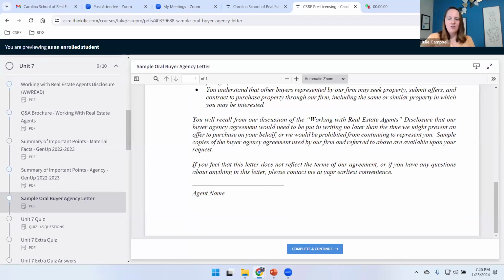But if we go the whole way down to the bottom, am I asking the buyer to sign anything? I'm not asking them to commit. I'm just putting us in an express agreement. The terms have been clearly stated. You guys need to take it a step further and document that conversation. And that's what this sample letter can help you do, just as an example.